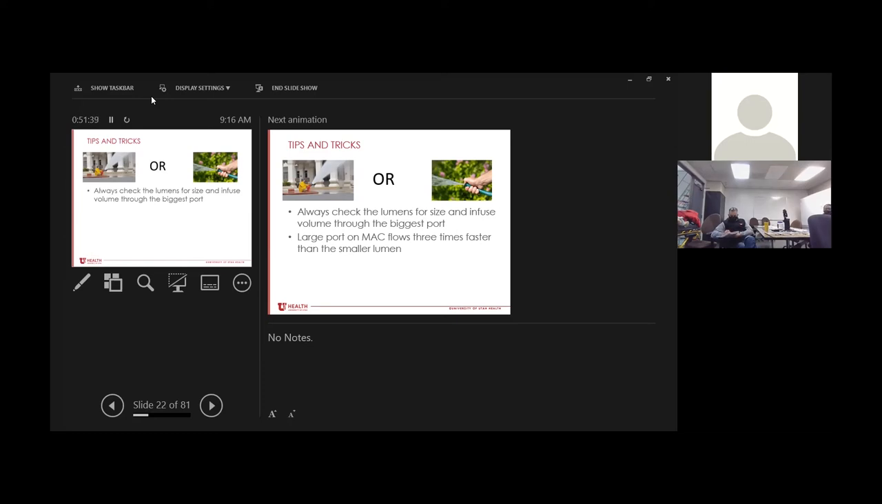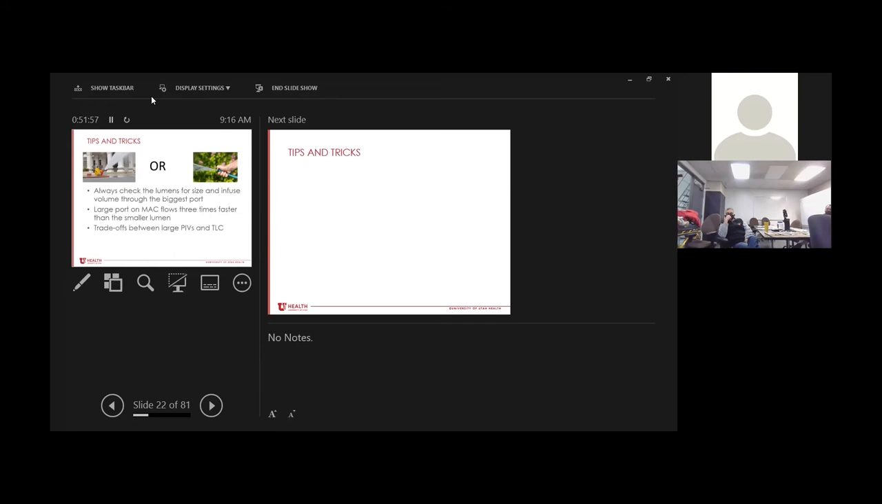All right, so, reviewing great tips and tricks in the field. Always check the lumens for size and infused lines to do this, but you have to take a second to identify these. The largest port in the MAC flows three times faster than the smallest lumen. It's a big difference. Some lines, it's not a big difference. The MAC is really crucial. Decide, do you want to use your fast flowing peripheral IV, or do you want to use your long, skinny central line that you know isn't going anywhere? I'm not here to tell you what to do, but that's the trade-off you're dealing with.